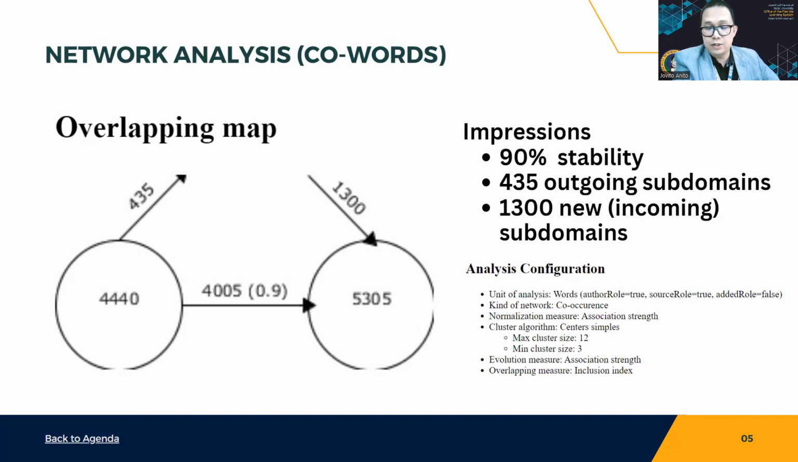In this case, as shown in the stability index, we can say that the domains in the pandemic and in the pre-pandemic period are 90% stable, meaning 90% of the characteristics of the domains are being forwarded from one period to another. So some of the impressions include 90% stability, 435 outgoing, 1,300 incoming subdomains. So that is the analysis of the overlapping map. So that's how we looked at the movement, or the evolution of the themes or domains between the two periods.